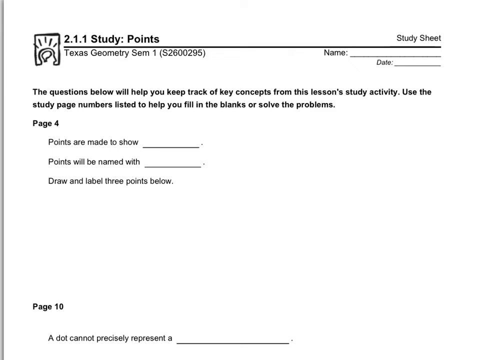All right, so in geometry, we're starting to talk about points. Points are made to show location. So they show us where things are located. Remember, points are always labeled with parentheses and an X and a Y, at least as far as on a graph. Otherwise, a point is just a dot. Okay, and points will be named with letters.